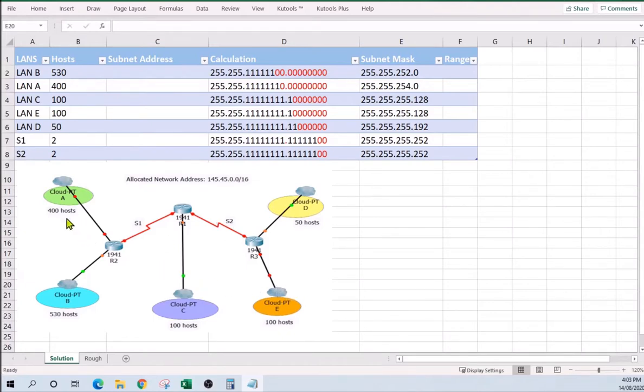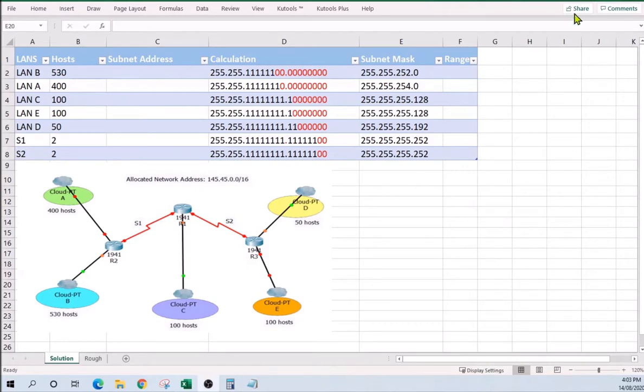So in LAN A, I've got 400 hosts, LAN B 530, C 100, E 100, D 50, and also we have to allocate the IP for the serial 1 and serial 2 networks. The allocated network address given here is 145.45.0.0.